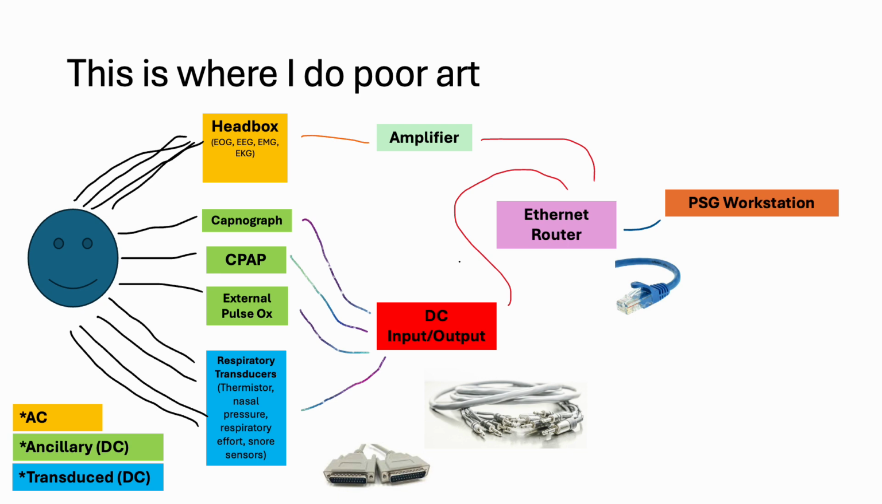So we have the patient hooked up to everything. And the signal pathway, here we are starting with the patient. So we have wires coming in from the head box, EOG, EEG, EMG, EKG. Those are going directly to an amplifier. The flow generators, external pulse ox, will go to DC. And like I said, these could be on the head box themselves.